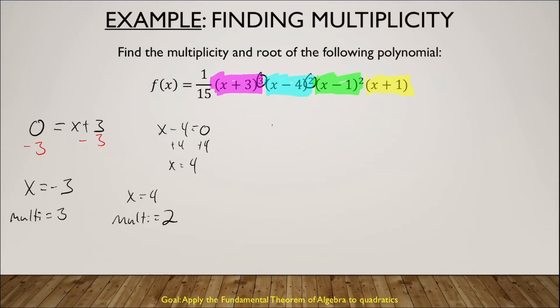Do this green one. x - 1 = 0. I add 1 to both sides. I found that x = 1 is my root. It has a multiplicity of 2.